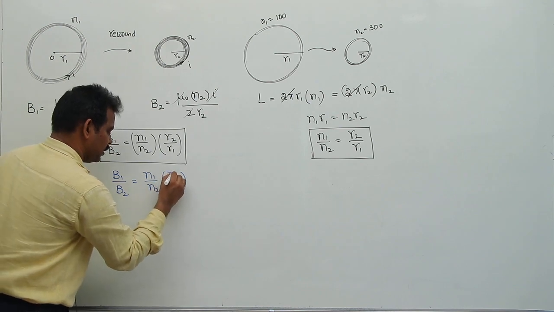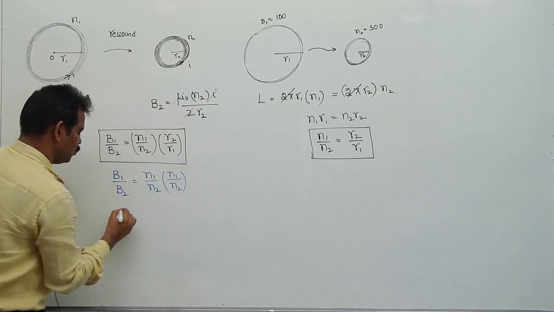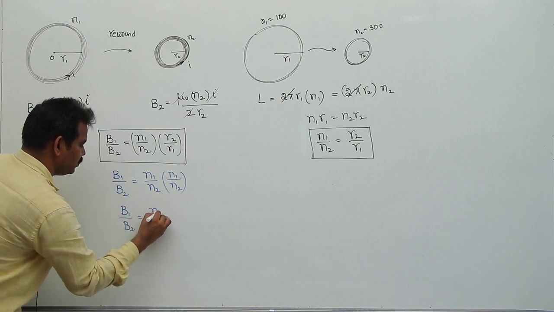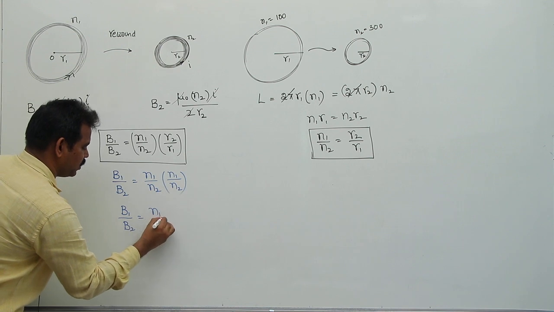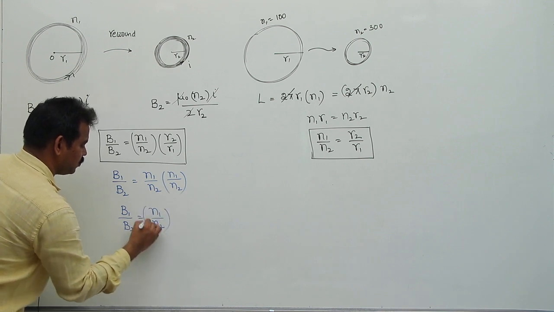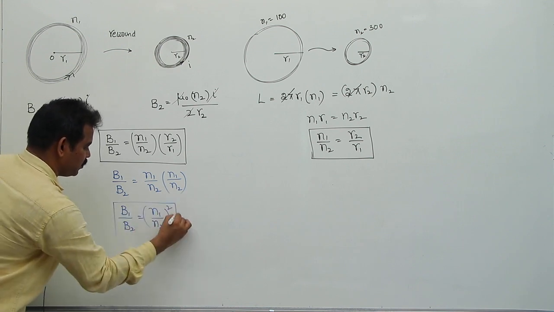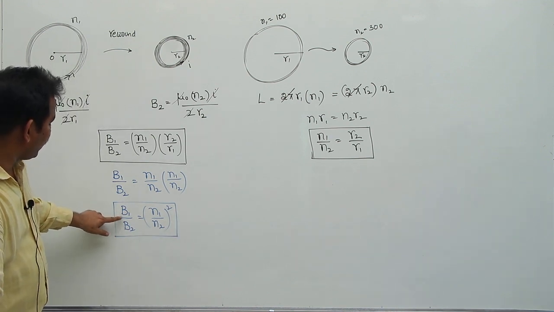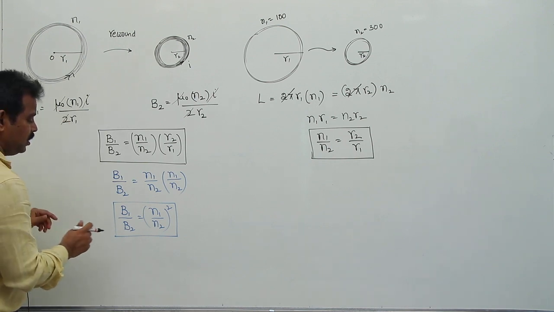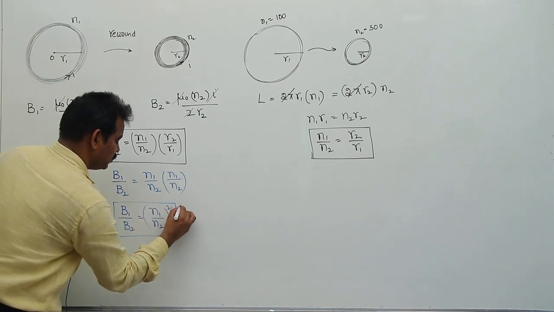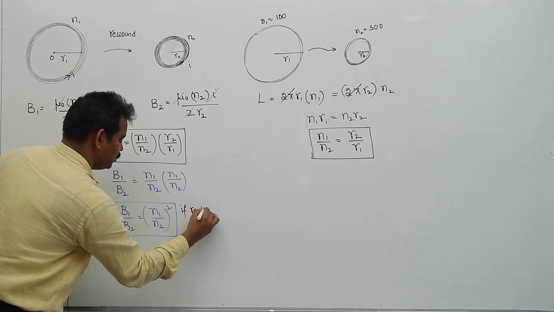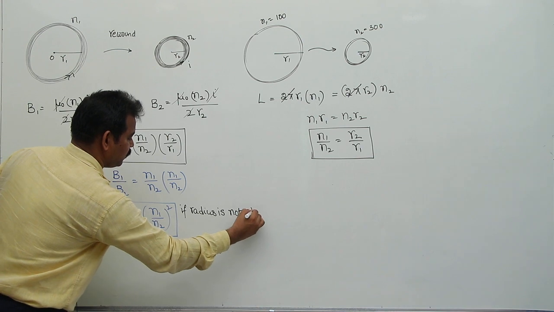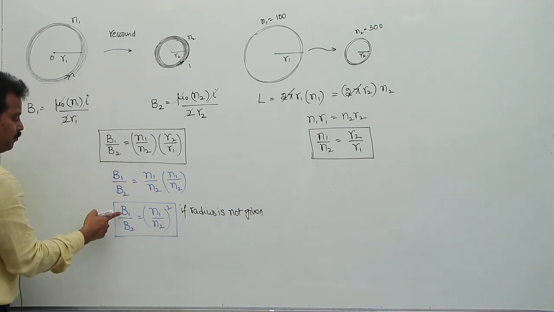This can also be written as N1 by N2. So then B1 by B2 can be written as N1 square by N2 square, or N1 by N2 whole square. Remember students, if radius is not given, then the ratio between magnetic fields at the center of two coils is the square of their number of turns. If radius is not considered or not given in any problem, you can use B.